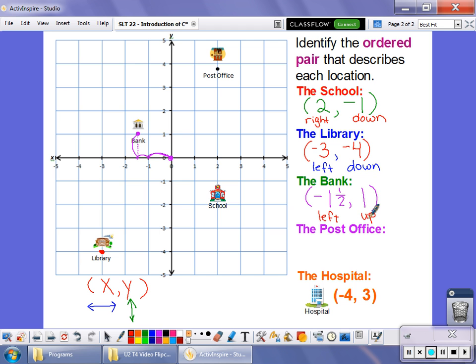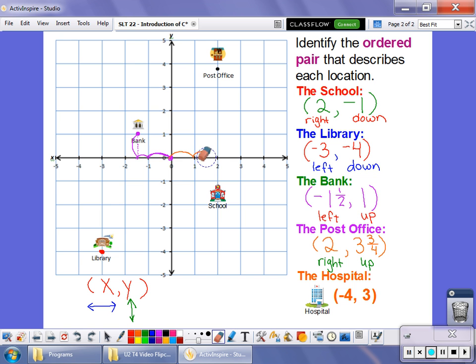And finally, let's look at our post office here. Our post office is way up here. So again, to get to the post office, I'm going to go to the right 2 places. To the right 2 places means I'm going to go positive 2, and then I need to go up to my post office. So it's going to go 1, 2, 3, not quite 4, a little more than 3.5, so I'm going to call this 3 3/4. And because it's above the x-axis, we're going to call that a positive 3 3/4. So this was 2 to the right, positive 2, up 3 3/4 because it's positive 3 3/4.